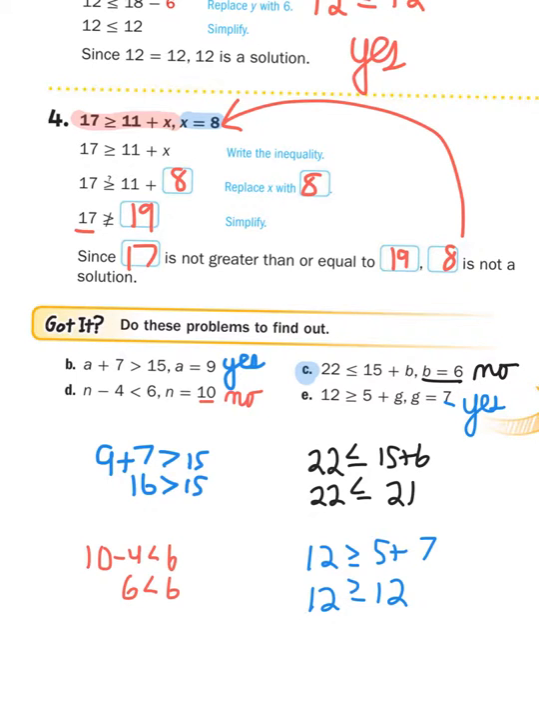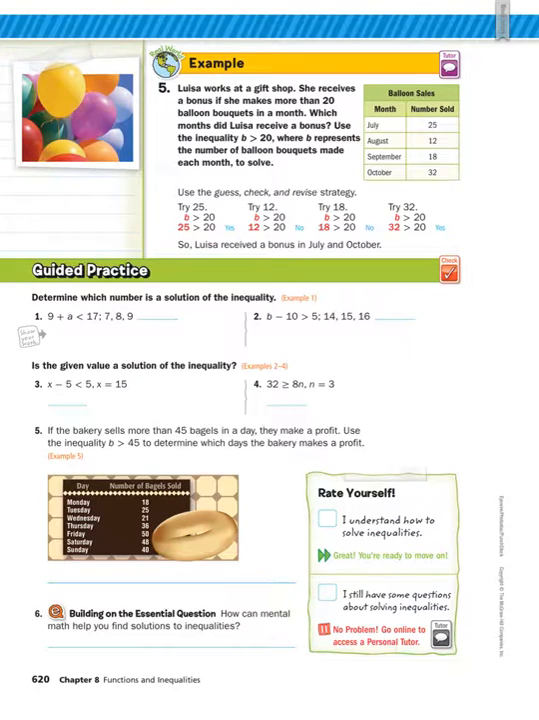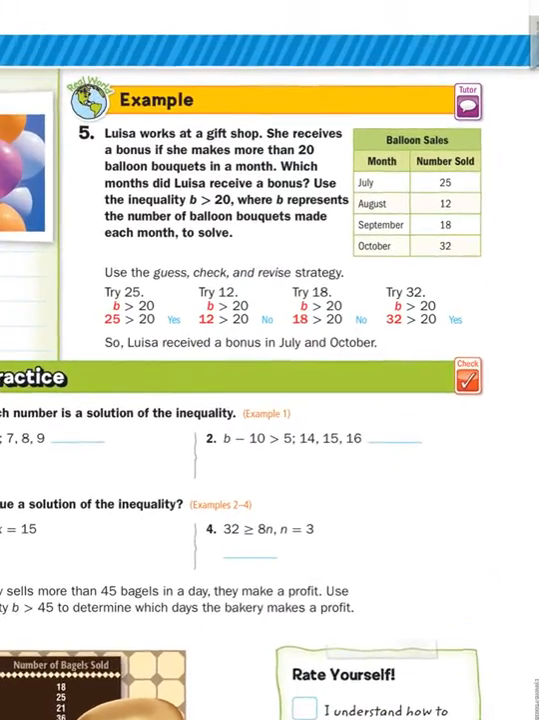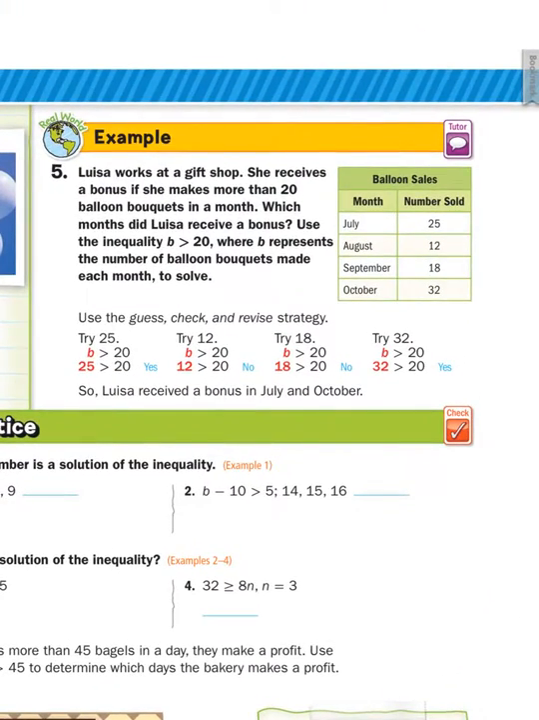Okay, now we're going to go to the last page and show you a real-world example with all of this fun, exciting math. So, I see this word problem, and you guys know what I always say. Start by looking at this chart before you read it. So I see it's something about balloon sales. They give me 4 months, and numbers sold for those 4 months. Okay, great, exciting. Now, let me read it, and I'm going to highlight some important stuff.